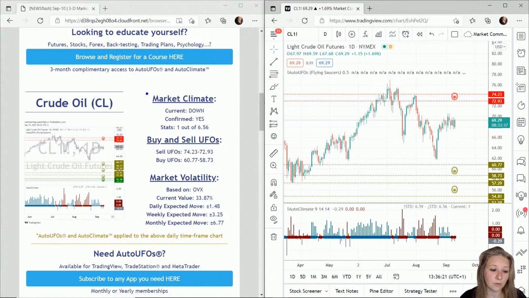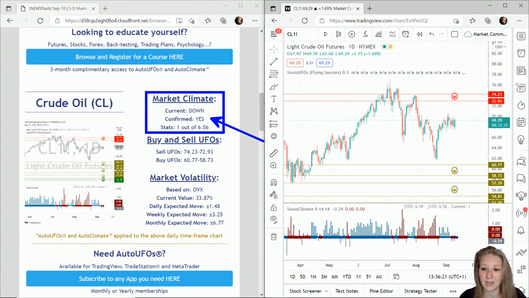Now moving on to the next market, which is crude oil. So with crude oil, we have a confirmed downwards climate, so a thick red dot there, probability to the downside. Now saying that, we've seen a little bit of indecision recently, so I wouldn't be surprised if this changes its mind tomorrow or on Monday, but we'll see. Now usually this market goes down for 7 candles. I've just rounded that up, and we're on candle number 1.